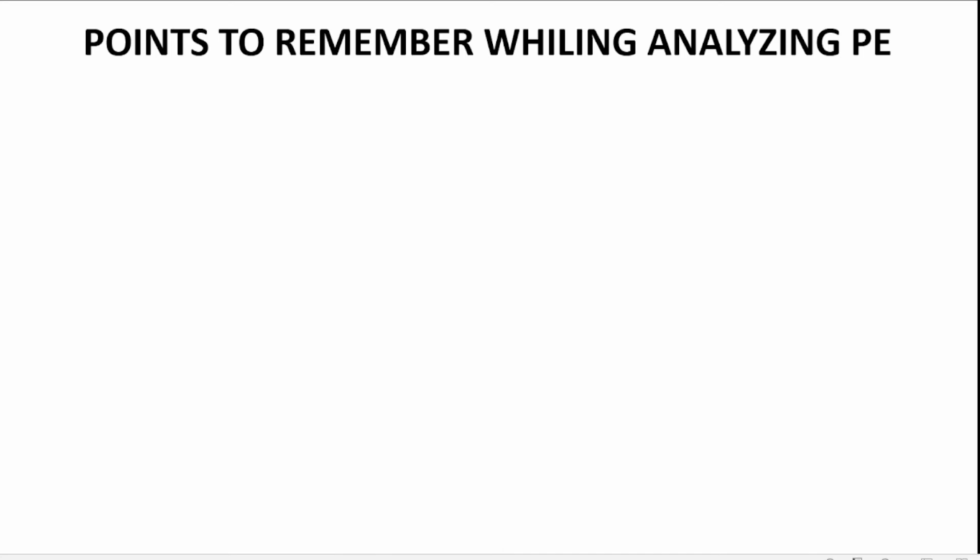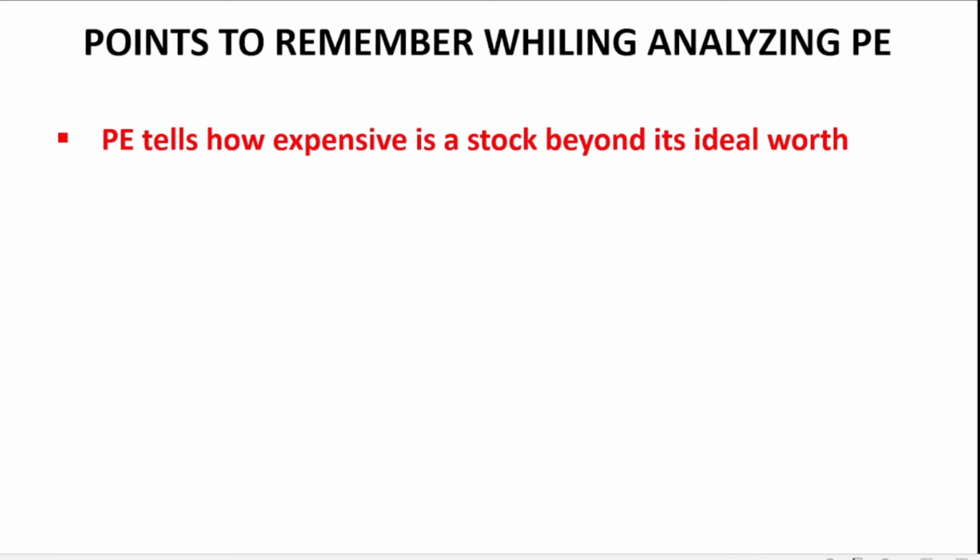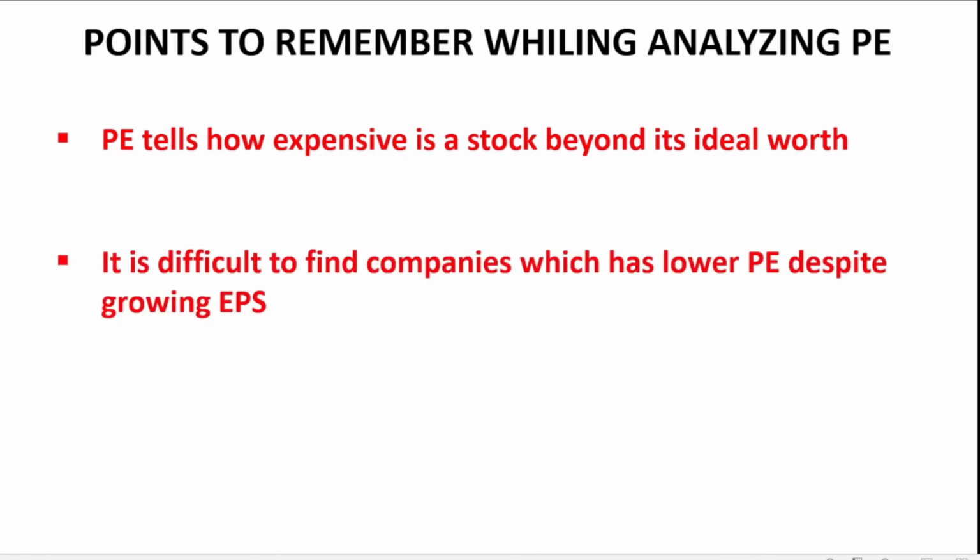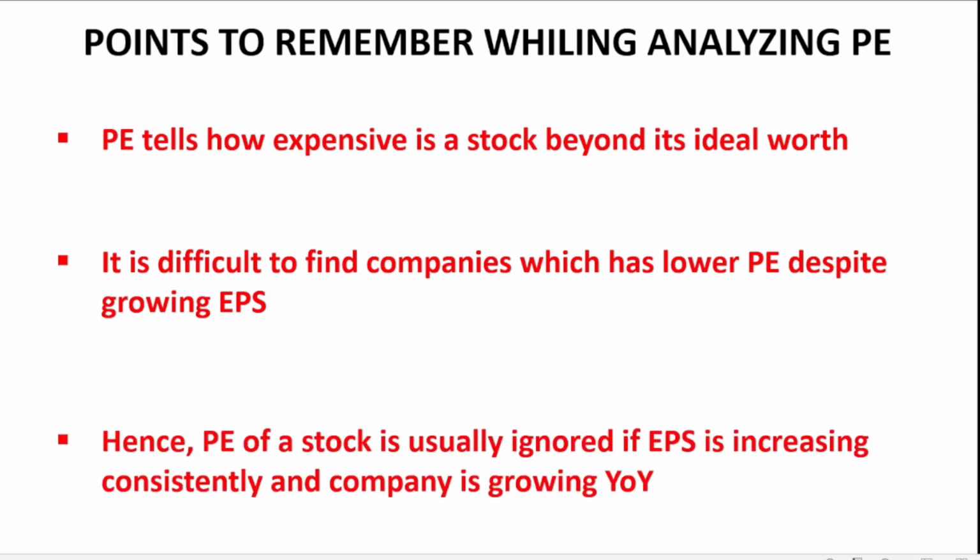Now let's quickly summarize points to remember while analyzing PE ratio. First, PE tells you how expensive a stock is beyond its ideal worth. Now, the second point I want to make is that it becomes very difficult if you are hell bent on finding lower PE ratio companies, because we as retail investors always get news or catch hold of companies much later. So does that mean we should stop investing in companies with high PE ratio? Hence, PE of a stock is usually ignored if EPS is increasing consistently and the company is growing year on year.